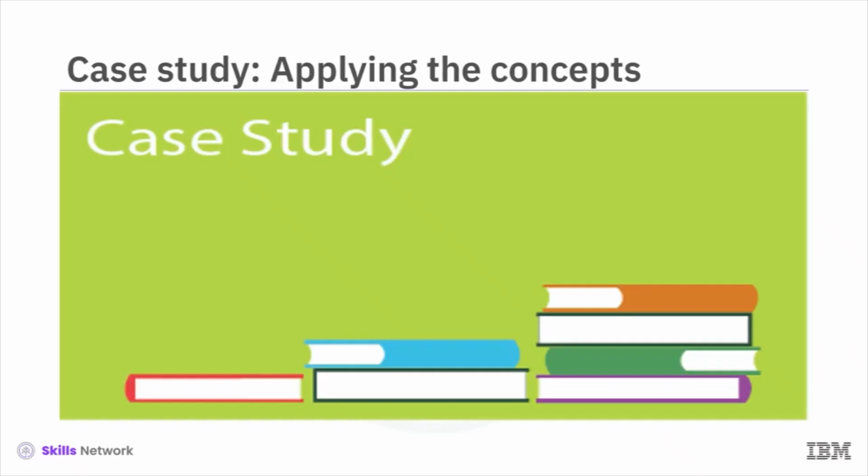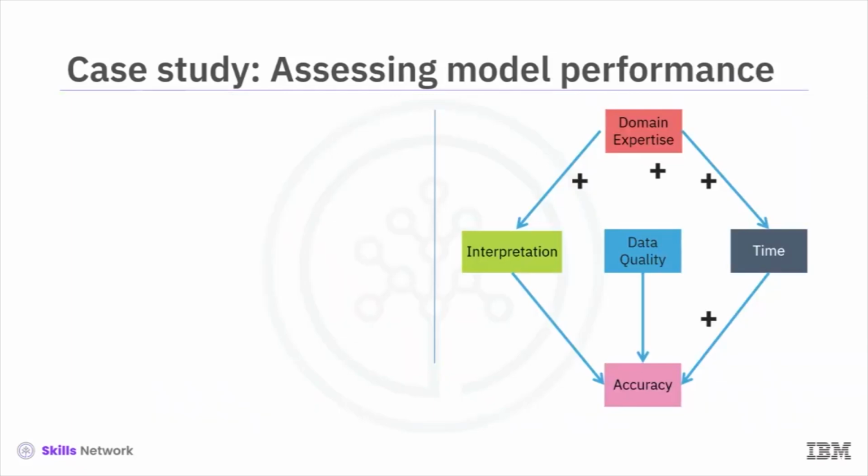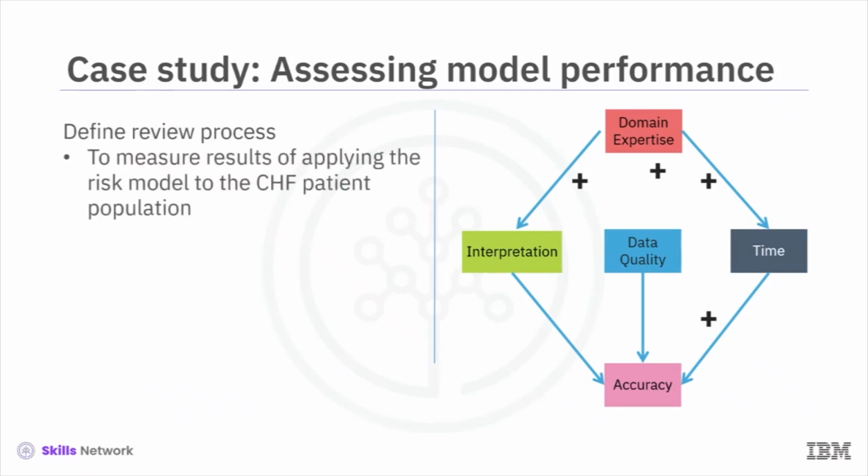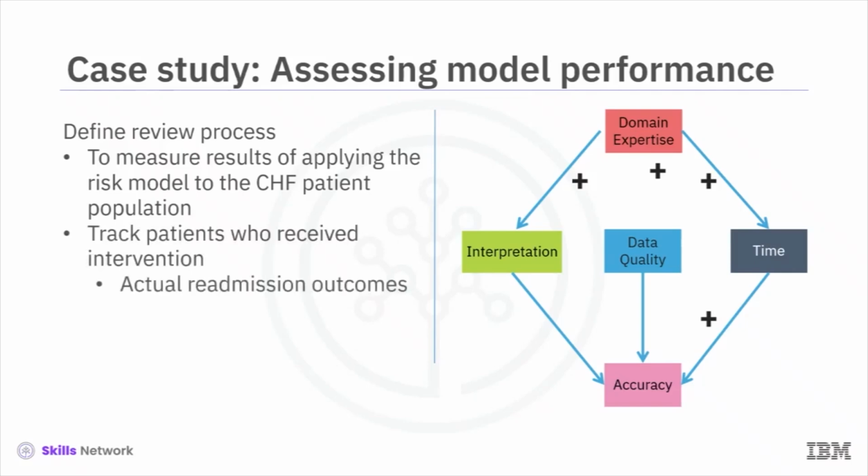So now let's look at our case study again to see how the feedback portion of the methodology is applied. The plan for the feedback stage included these steps. First, the review process would be defined and put into place, with overall responsibility for measuring the results of applying the risk model to the congestive heart failure risk population. Clinical management executives would have overall responsibility for the review process. Second, congestive heart failure patients receiving intervention would be tracked and their readmission outcomes recorded. Third, the intervention would then be measured to determine how effective it was in reducing readmissions.